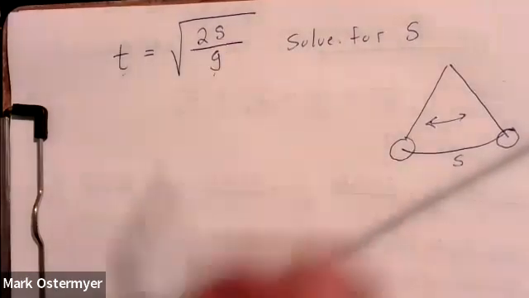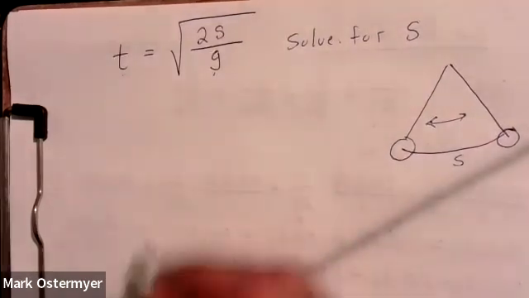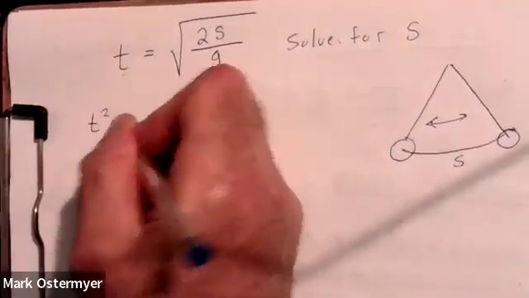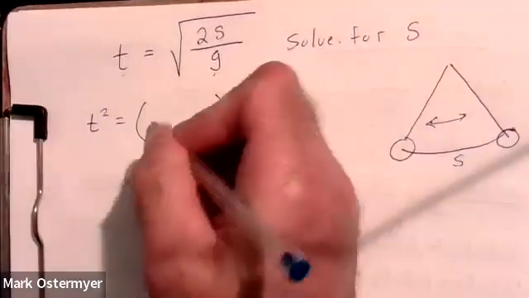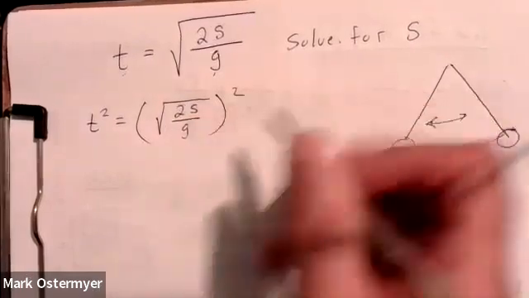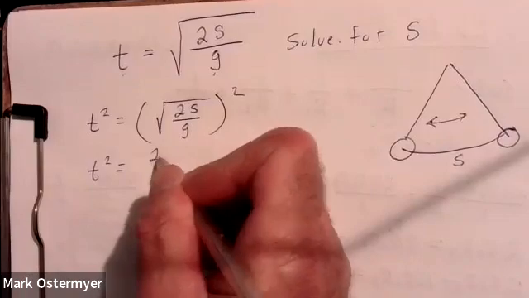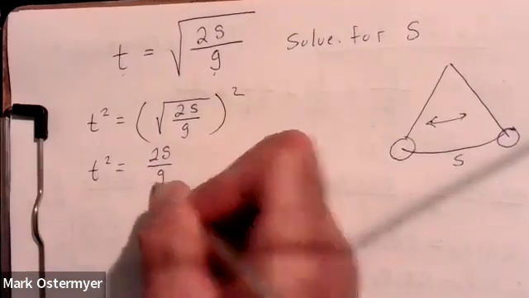Well, how are we going to get s all by itself? First of all, we have to get rid of this square root. How do we get rid of the square root? We're going to have to square both sides of this equation. That'll knock out that square root on the right side. Hence, we have t squared is equal to 2s divided by g.